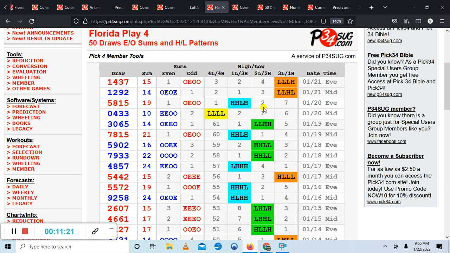Like I said, I like two lows or two highs, and I like three evens. That's what I think would come for Florida in the next 2 to 3 draws. I'll be looking for two highs, two lows, definitely two highs. I would say now go here. You would look at the patterns.